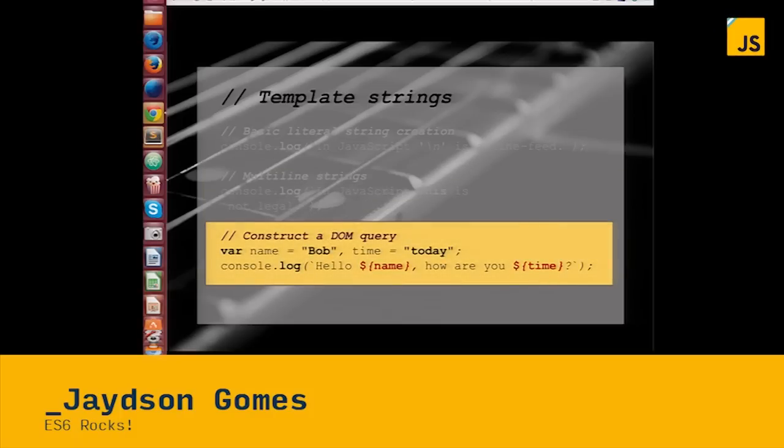And we can actually do something more useful. We can construct a DOM query. We can use placeholders inside template strings with curly brackets. In this example, we are just defining some variables, the name and time. And inside our template strings, we can just use them with the placeholders. We don't need to concatenate, and we don't need an extra library to do such a thing.